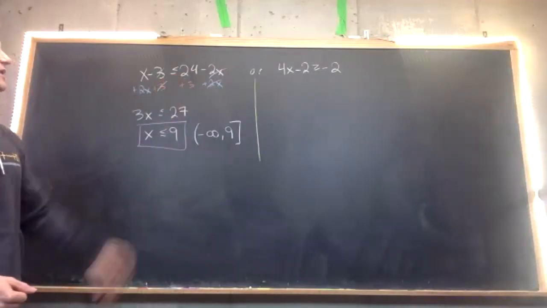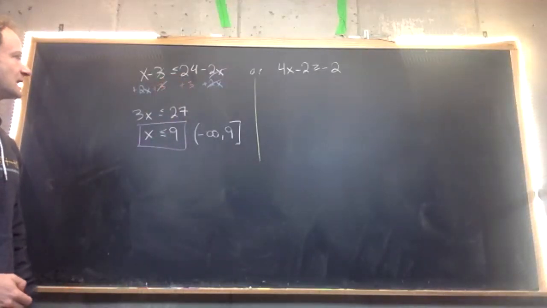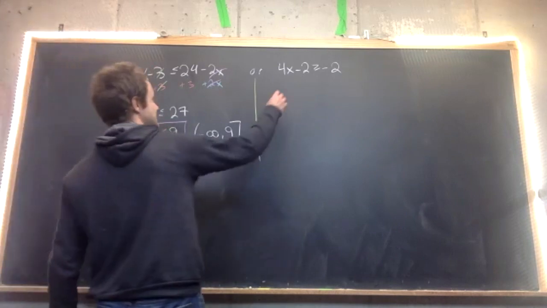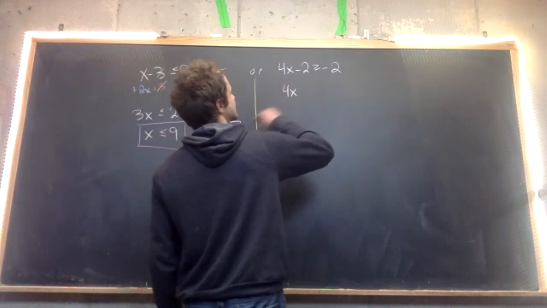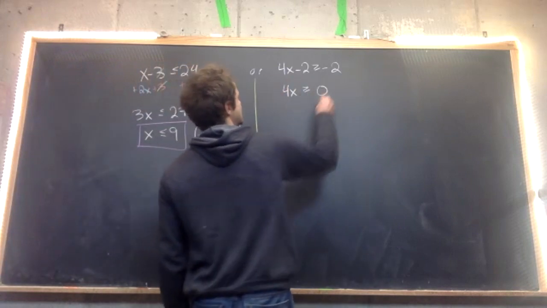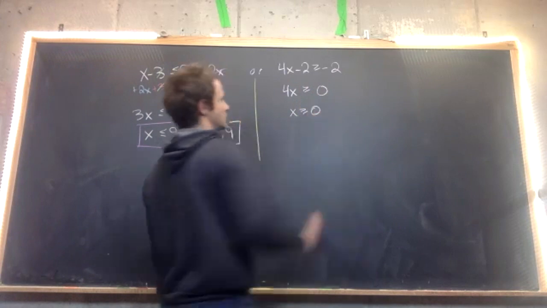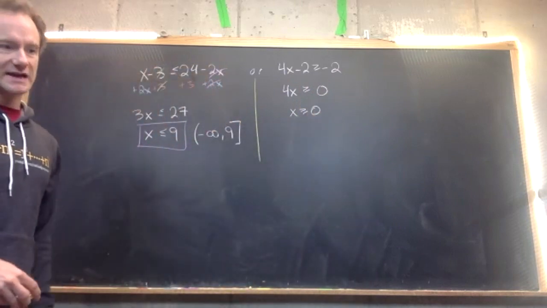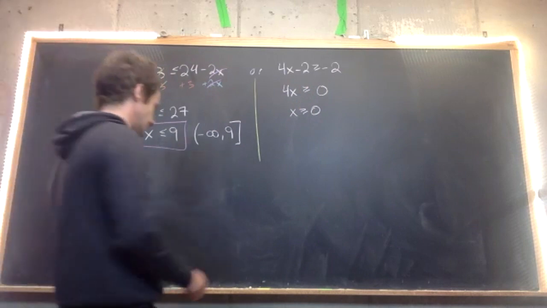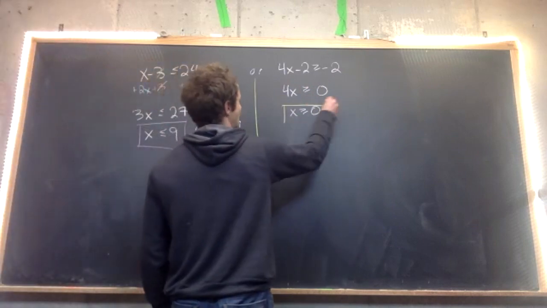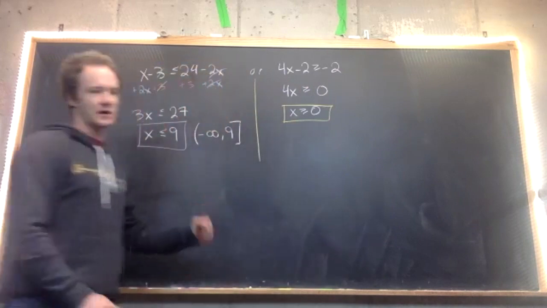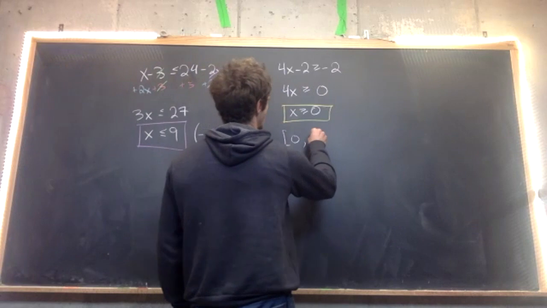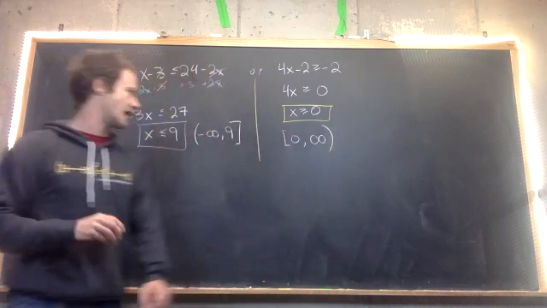Okay, great. Now we're going to do the same kind of thing over here. This one is arguably simpler. We just have to add 2 to both sides. We get 4x is bigger than or equal to 0, which makes x bigger than or equal to 0, just by dividing by 4. Now we can write that as an interval as well. That is everything bigger than or equal to 0, which means we start at 0 and we never end, so we write an infinity.